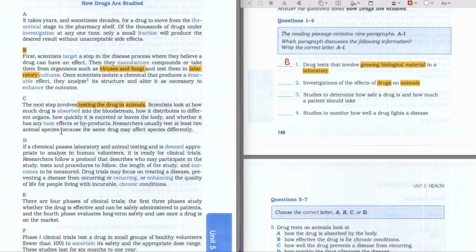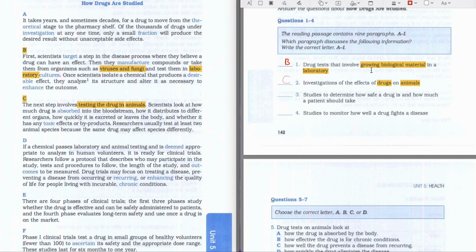Let's read the text. The next step involves testing the drug in animals. Scientists look at how much drug is absorbed into the bloodstream, how it distributes to different organs, how quickly it is excreted or leaves the body, and whether it has any toxic effects or byproducts. So basically the first sentence is more than enough, and we know that this is just about testing drugs. So the answer to this question is going to be C. Okay.